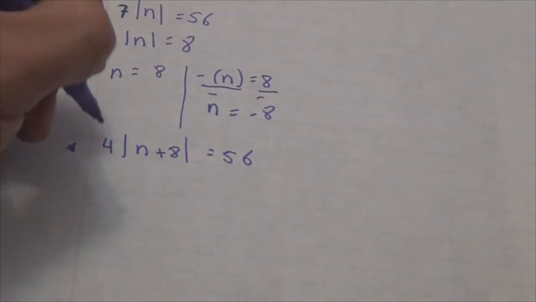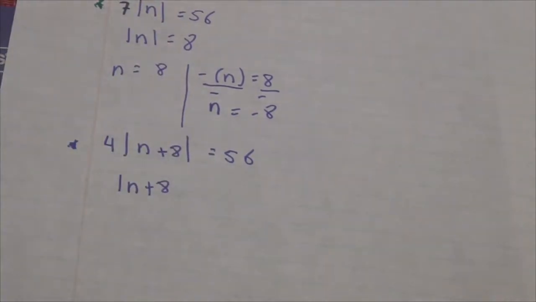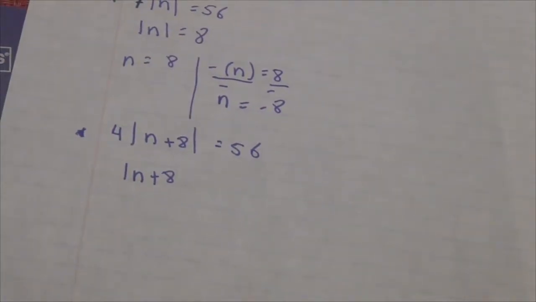So when I divide by 4, this cancels out, leaving you with the absolute value of n plus 8. And now you gotta divide 56 by 4. What is 56 divided by 4? 14.